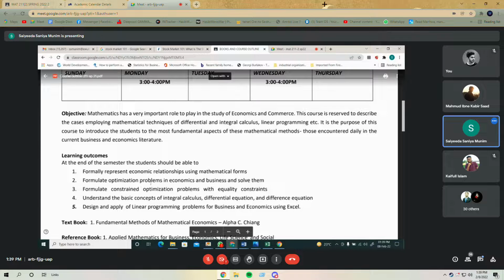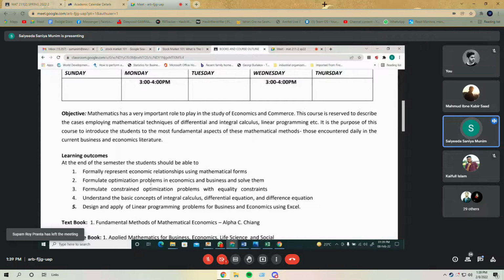Then we need to have the maximum of something, minimum of something. So optimization is another problem that we face. We want to have maximum sales, maximum revenue. How do we solve them in mathematics?